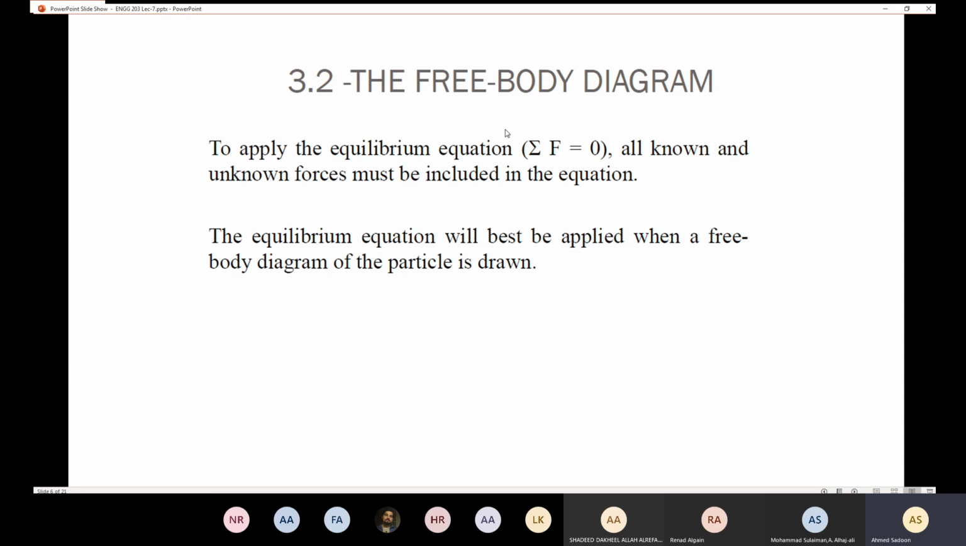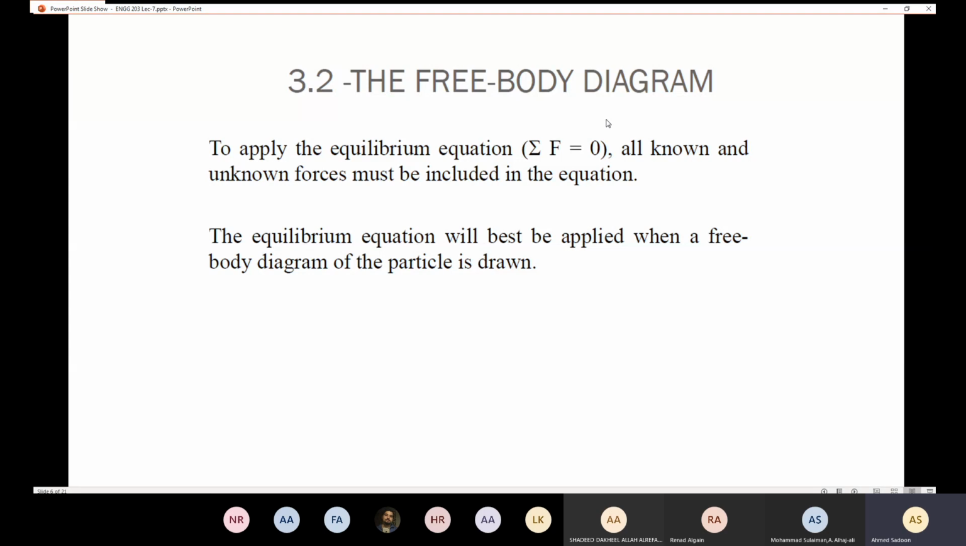So the summation of the forces here, you need to include whether you know the forces, the value of that force, or not. All of them should be included in that equation. And in order to apply the equilibrium equation with ease, you need to draw something called the free body diagram. So in order to deal with that equation, I need to draw the free body diagram.